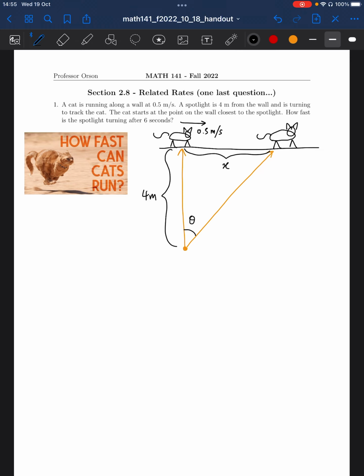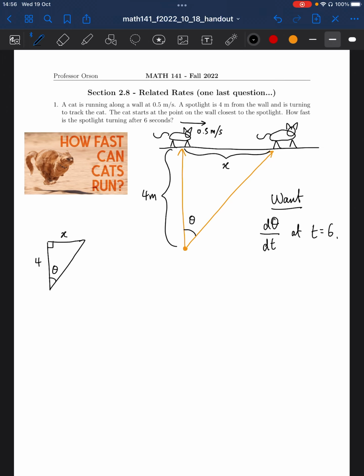Okay, so let's draw a slightly pared down image. It's a right angle triangle, 4 meters there, x meters there, angle theta. And let's record what we ultimately want to know. We want to know the rate of change of the turning of the spotlight. So that's the rate of change of theta as t varies. And we want it at t equals 6. Okay, everything seems to be on the page now, and I can start analyzing what to do next.